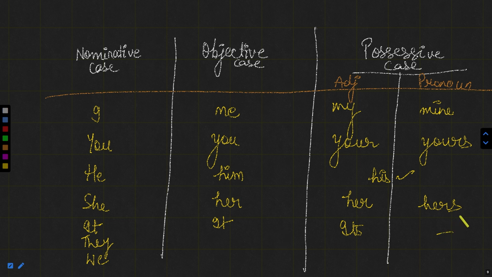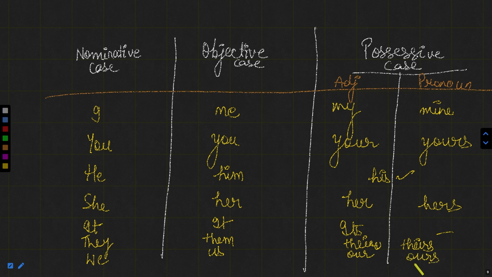Not pronoun. Actually, in the pronoun case, this possessive form is not used or rarely used. For they, them is the objective case, whereas their is the possessive adjective, and theirs is the possessive pronoun. Now, this is already written in text form also. For we, us is the objective case, and our is the adjective, and ours is the pronoun, or the possessive pronouns.